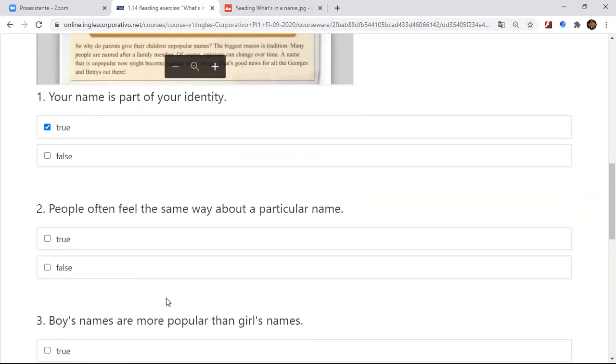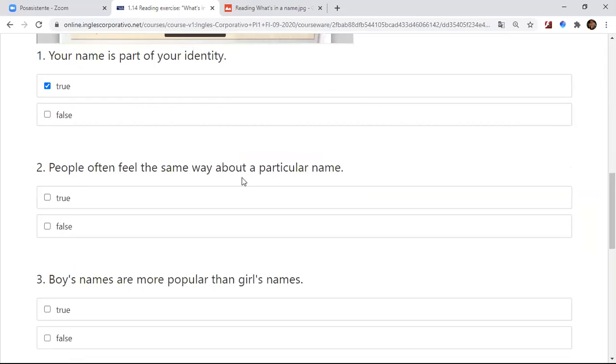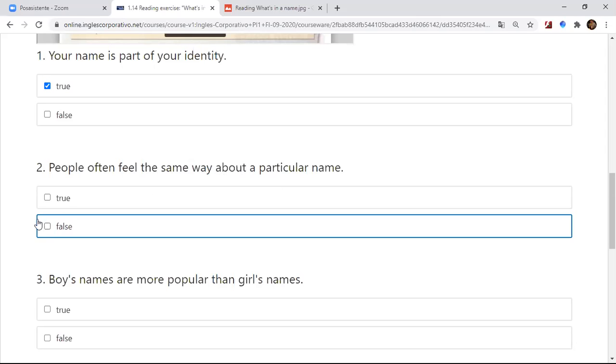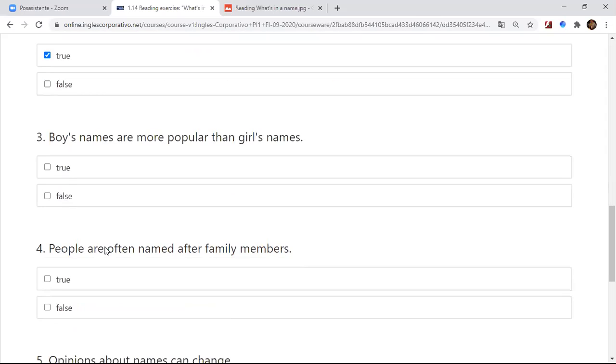Very good. Now, number two, people often feel the same way about a particular name. True or false? True. La gente a veces se siente de la misma forma. Todos los Jorge se sienten iguales. Todas las Fernando se siente igual. True o false? True. Okay. Number three.